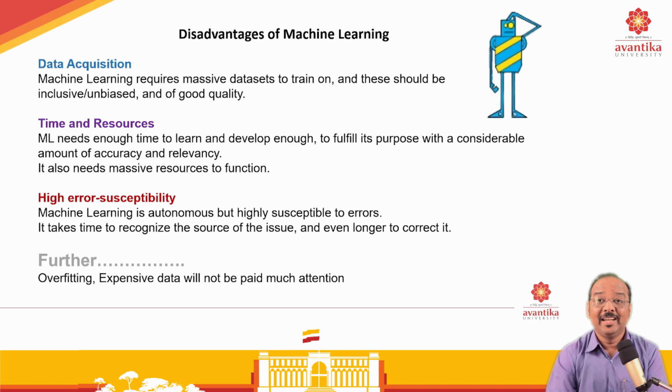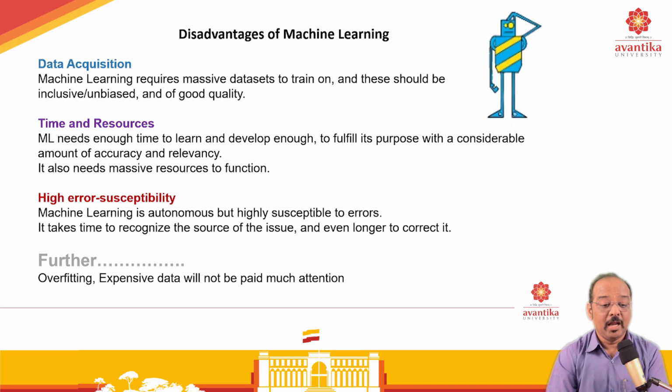The further advantages of machine learning are various, but we can also see the other side, machine learning's disadvantages. Data acquisition is a big task. Everything depends on the data. So absolutely, one has to check the data, the data density, and the data set to train, and it needs to be unbiased, inclusive, and of good quality.